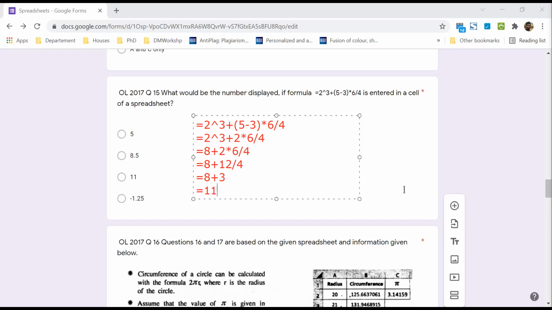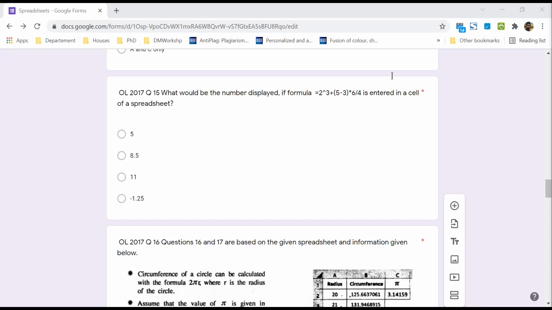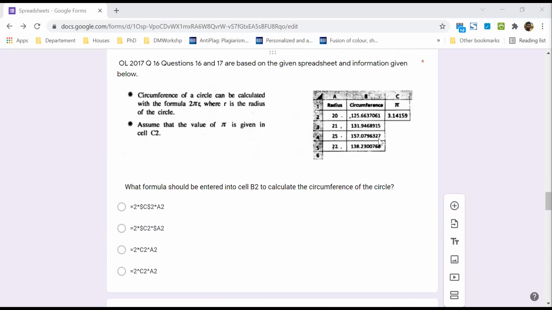Okay, good one. So let me move on to the next one. This is the 2017 paper, question number 16.